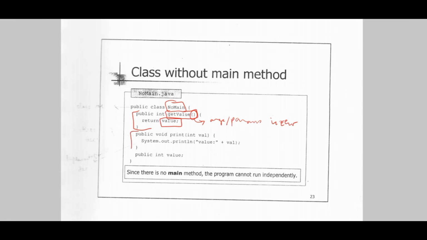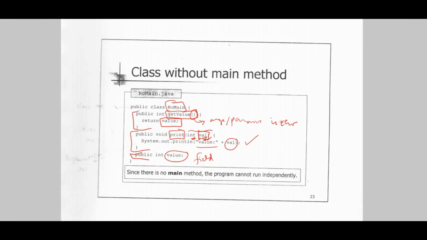Next, we have in here another method with the name print. And this print method has one parameter or argument, and that is val. The type of val is integer type. When this method is called, it will simply display on the screen the string value and then colon and then the value of val. And the third we have here in this Java class is called a field.